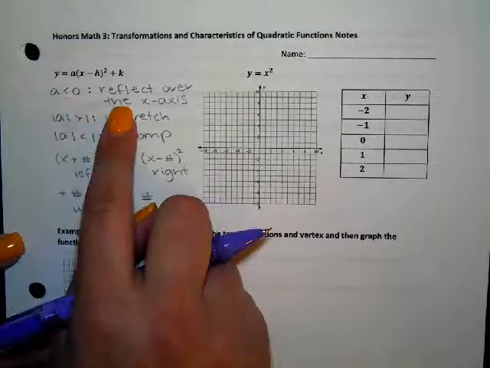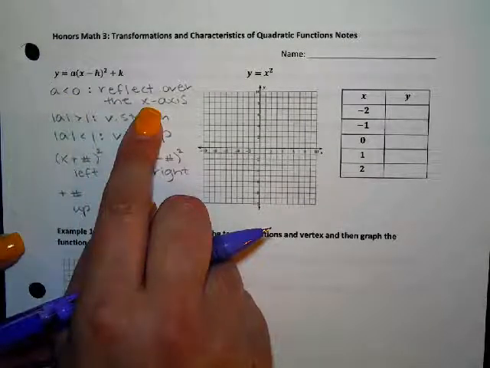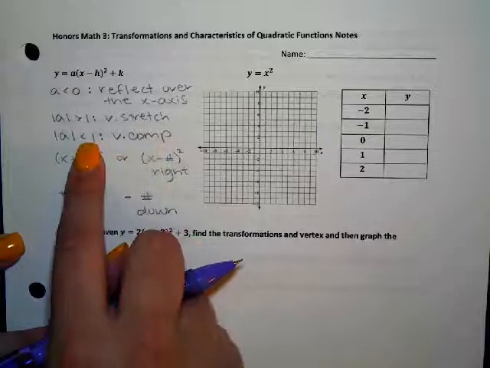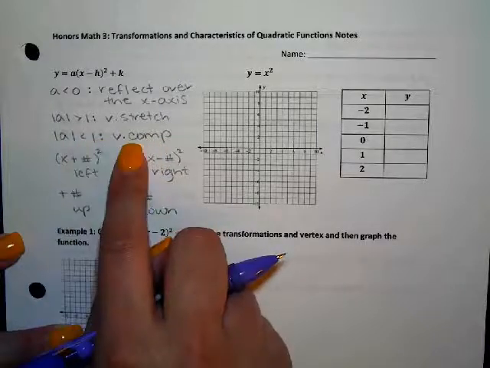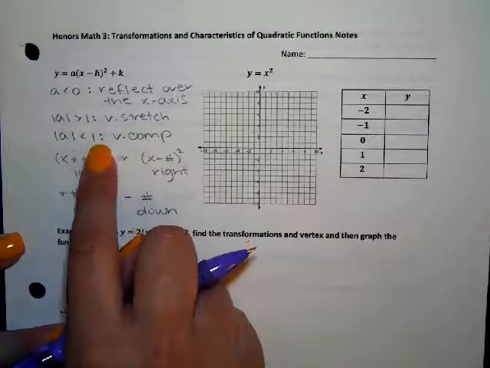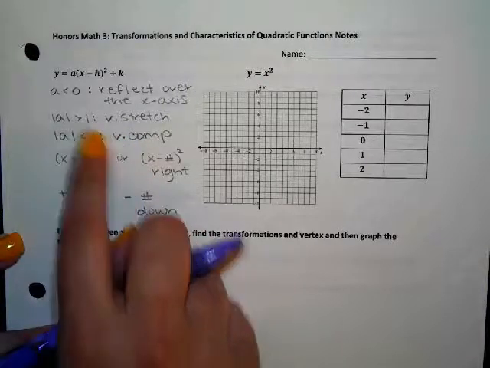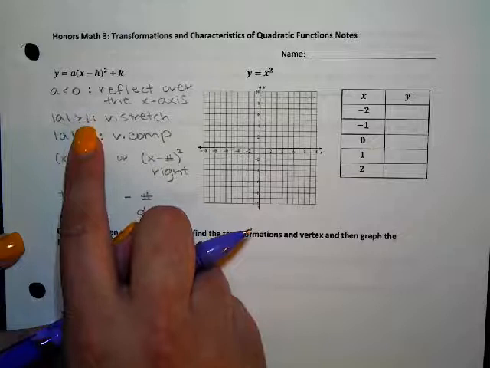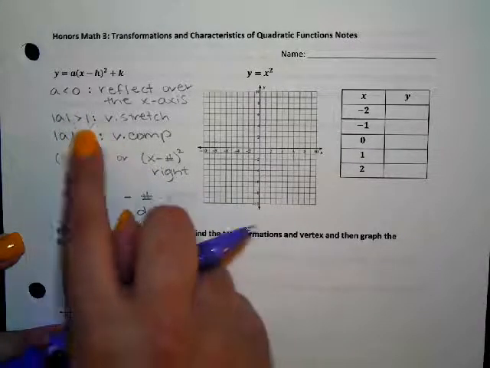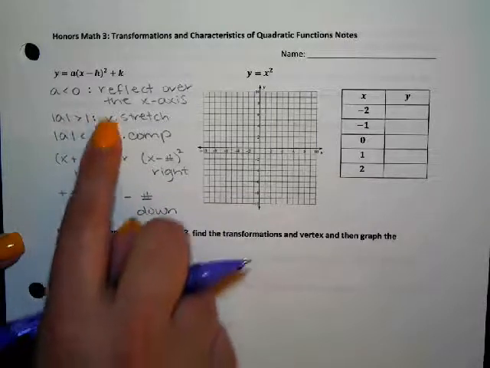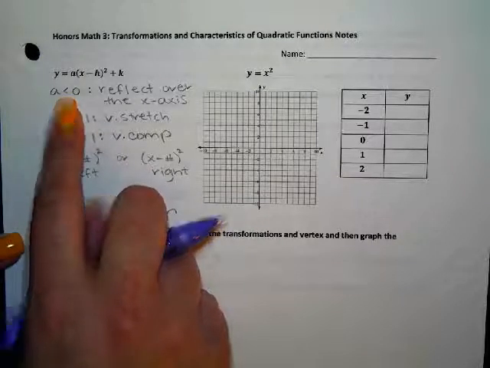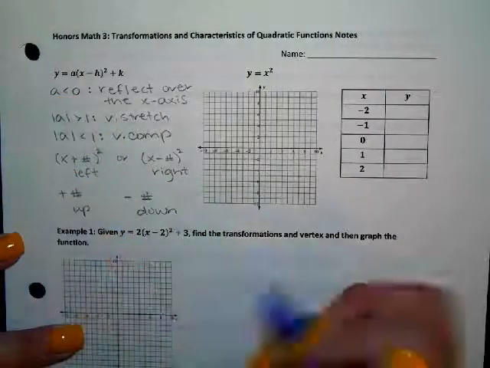Negative in the front only reflects over the x-axis. It does not tell you about a compression. It's the size of the number that tells you about a stretch or a compression. So these numbers are like decimals that are smaller than 1 or fractions that are smaller than 1. A stretch would be like a whole number, or a decimal or a fraction where the size is bigger than 1. It doesn't matter what the sign is though, because the sign of the number only tells you if it's going up or if it's going down.